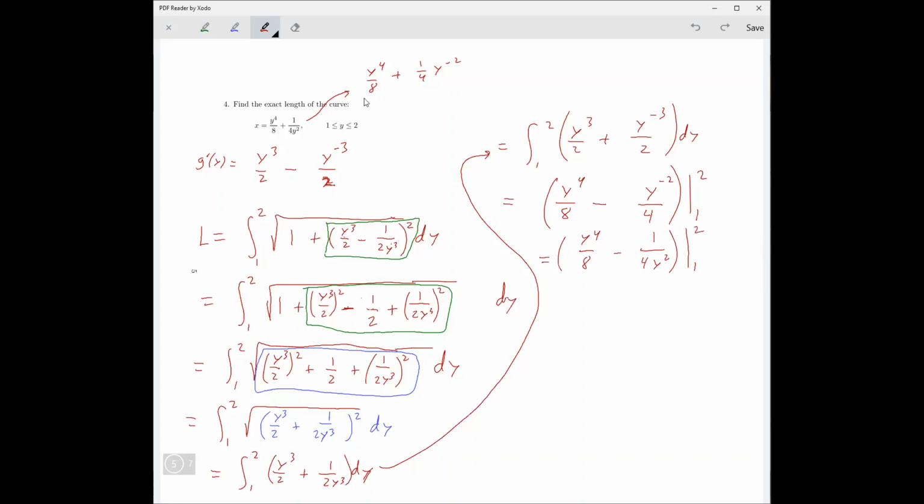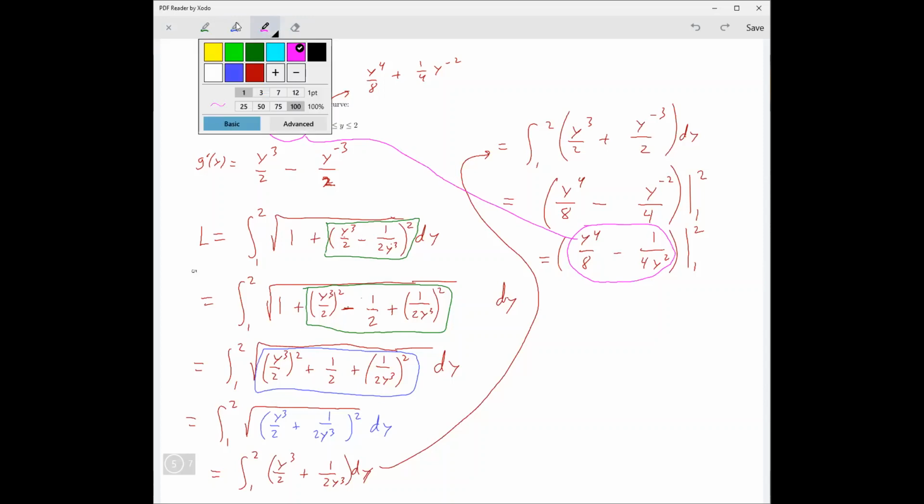Okay. So it's interesting if you compare this with the original. That's kind of an interesting comparison because this is y to the 4th over 8. That's y to the 4th over 8 plus 1 over 4y squared. This is minus 1 over 4y squared. So it's just kind of played everything out this way. That's kind of an interesting thing that happens when you have this kind of problem.